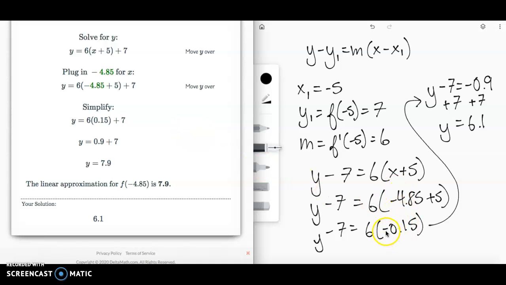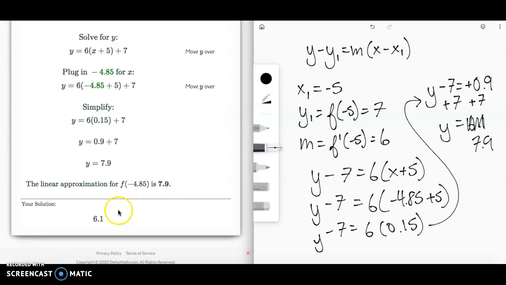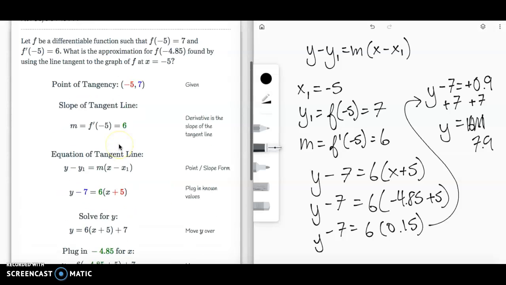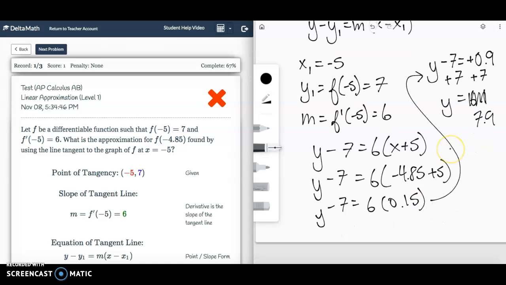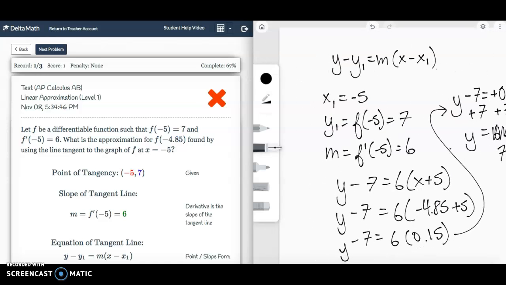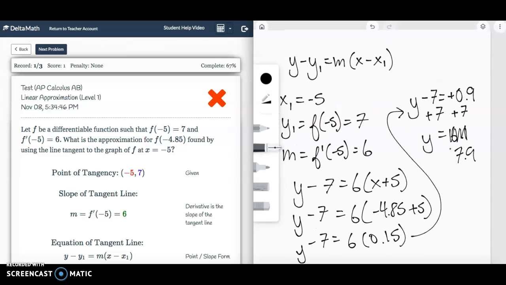Oh, this isn't a negative 0.15. This is positive. I'm a fool. So then this would be positive, which means this would be 7.9. You guys, you're supposed to catch that. Oh man, that's okay. See, I was fine in the calculus; it's just the arithmetic that always gets you. So don't feel bad if you get things wrong. I do it all the time, obviously.